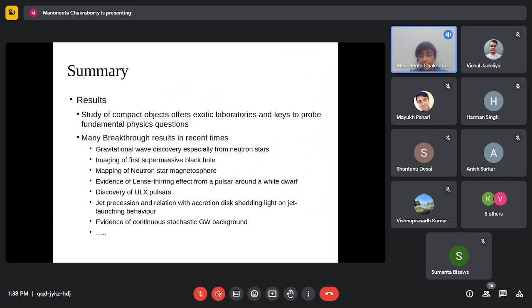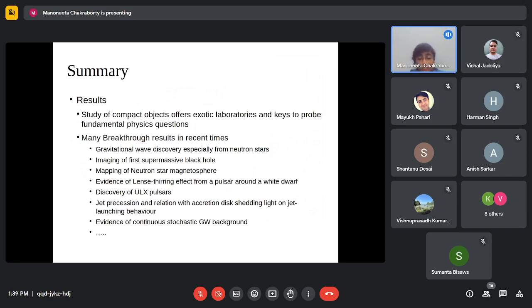For example, obviously, LIGO resulted in gravitational wave detection from merging of neutron stars, which not only had the gravitational wave emission, but also the electromagnetic counterpart, and gave us some very crucial clues about what happens when two such dense objects merge. We had the image of the first supermassive black hole. We mapped the close magnetic field behavior of the neutron star magnetosphere using NICER.